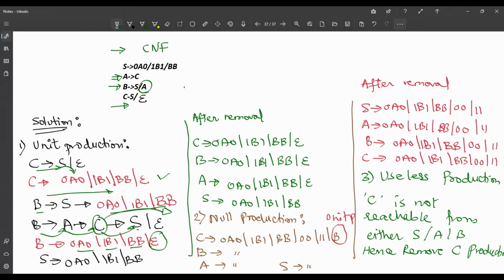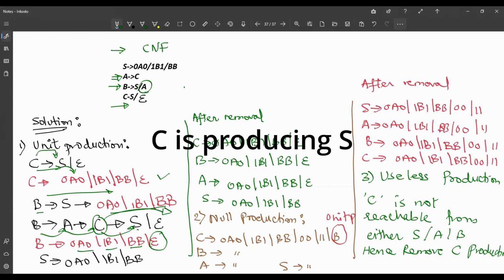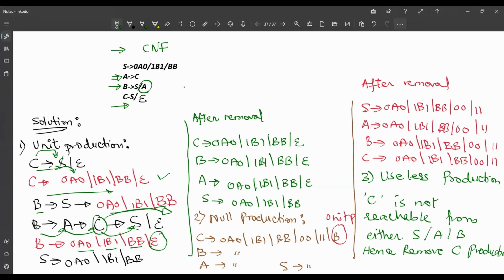Now the first one, that is S, is producing the same thing. Now after the removal of unit production, we are going to remove the intermediate production. So here S is producing S. So what we are going to do is remove the S here, and we have the final solution. C is producing this value 0A0, 1B1, BB, and epsilon.